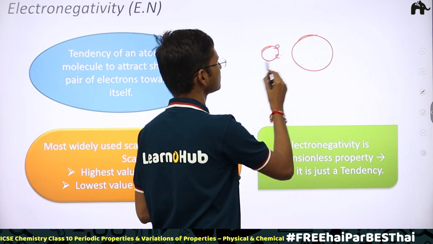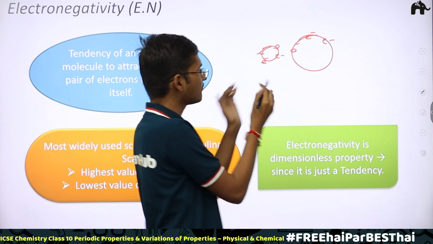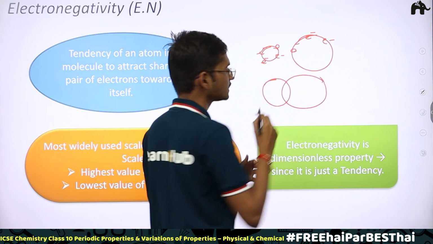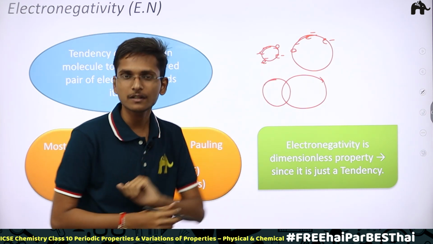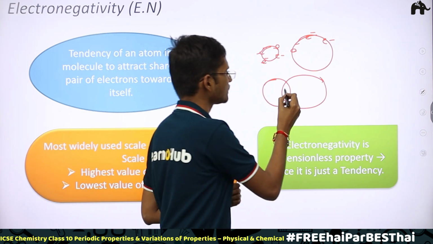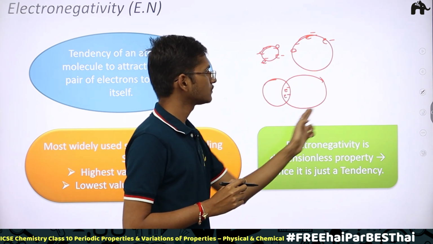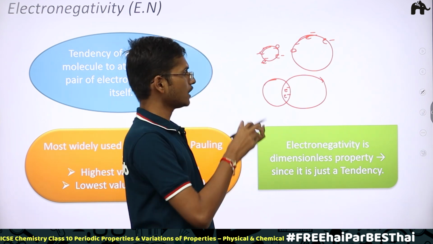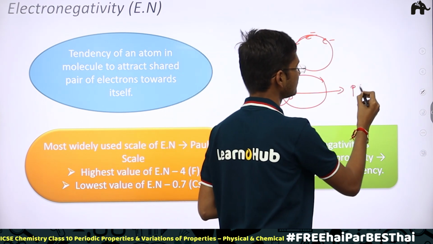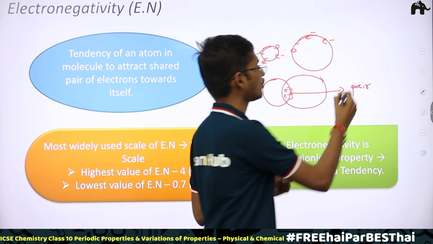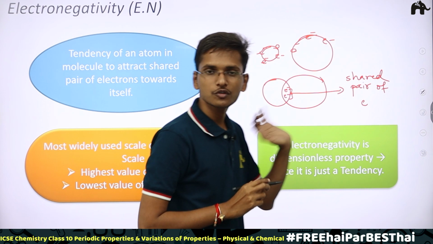So this atom has electrons in its outermost shell. This atom also has some electron in its outermost shell. But while they are combining, they are sharing their electrons of their outermost shell with each other. Okay, so now suppose they are combining by sharing one electron: one electron from this atom and one electron from this atom. Now if there are two electrons, we call it a pair, and since these are shared, we call them a shared pair of electrons.